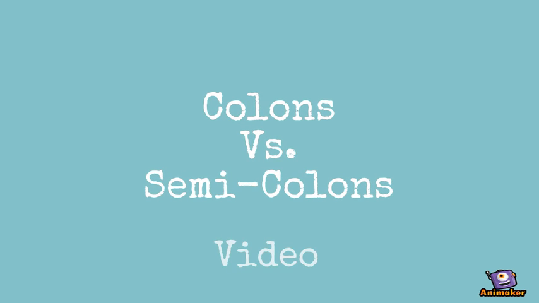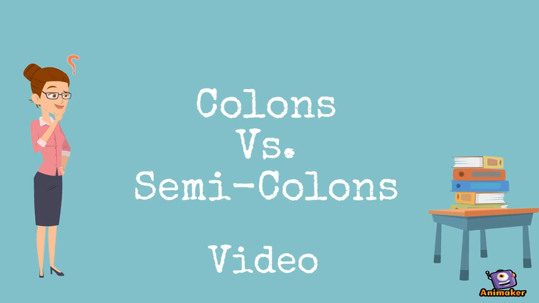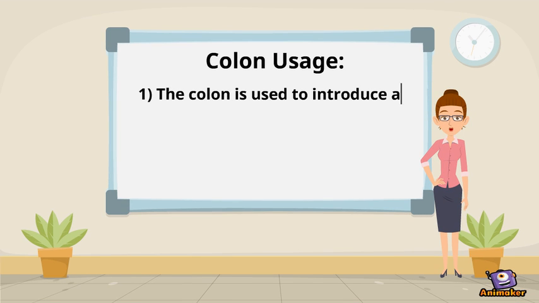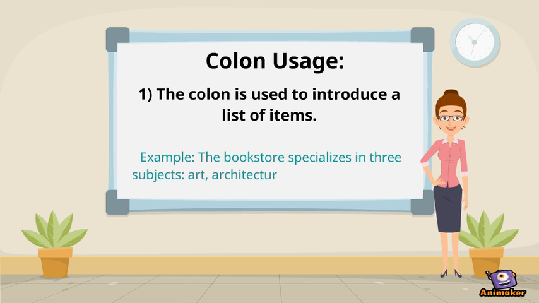Colons versus semicolons. What's the difference? Colon usage number 1. The colon is used to introduce a list of items. An example is, the bookstore specializes in 3 subjects: art, architecture, and graphic design.